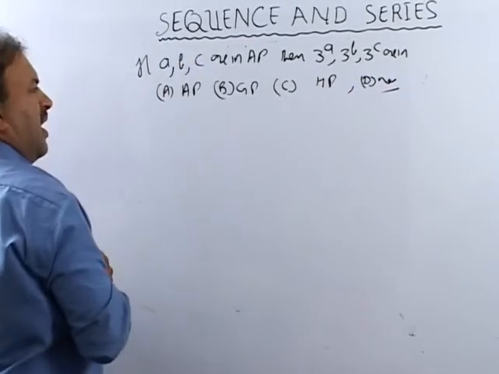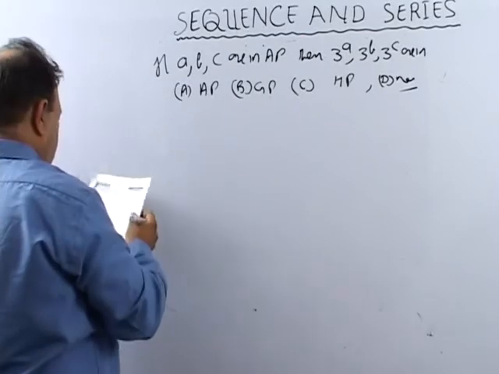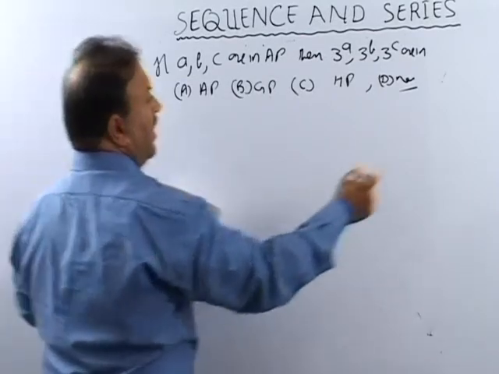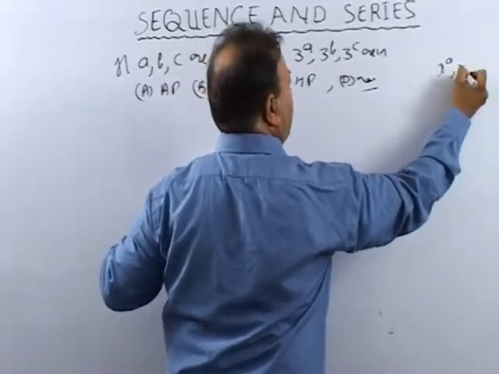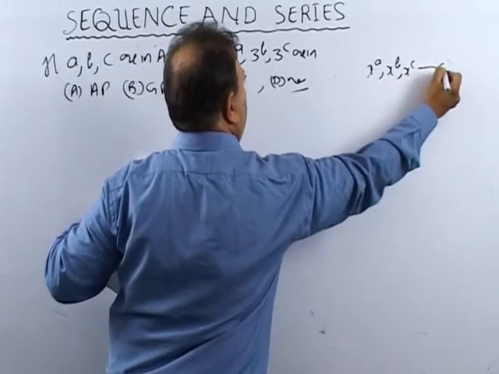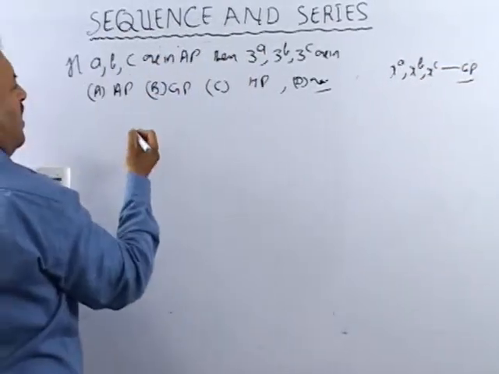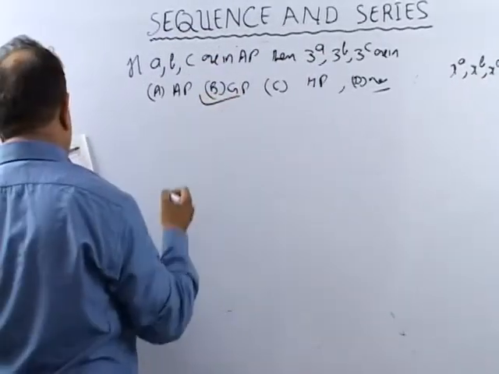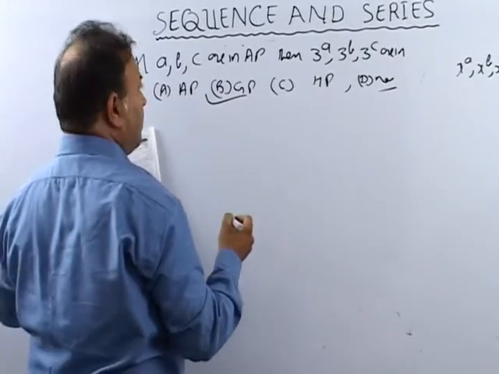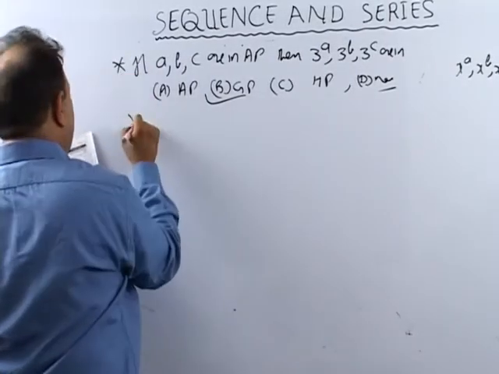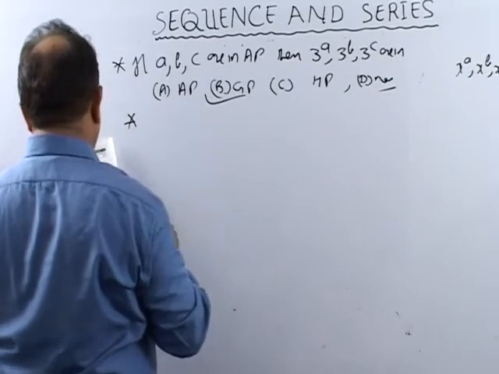We just did a point: if A, B, C are in AP, then x to the power A, x to the power B, x to the power C are in GP. So directly we can apply it and write down the right answer. It comes out to be GP. Small questions.